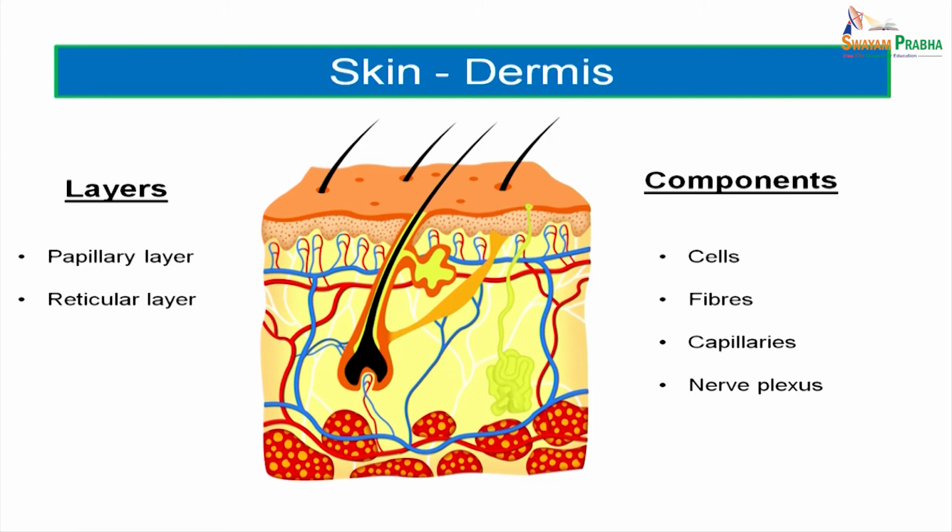So, collagen fibers in the dermis play an important role in the cosmetic department. The elastic fibers of course maintain the elasticity of the skin, and as age progresses the elastic fibers reduce in number, and thus we have wrinkling of skin and so on. Okay. So, the other components of the dermis include the capillaries and the nerve plexus. So, this was about the dermis, that is the two layers, the papillary layer and the reticular layer, and the different components which include the cells, fibers, capillaries and the nerve plexus. So, this was the second layer of skin.